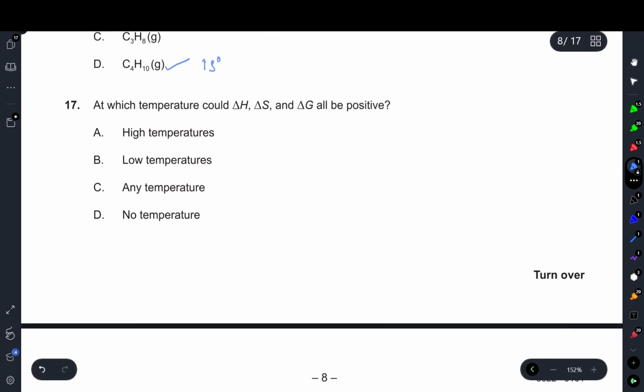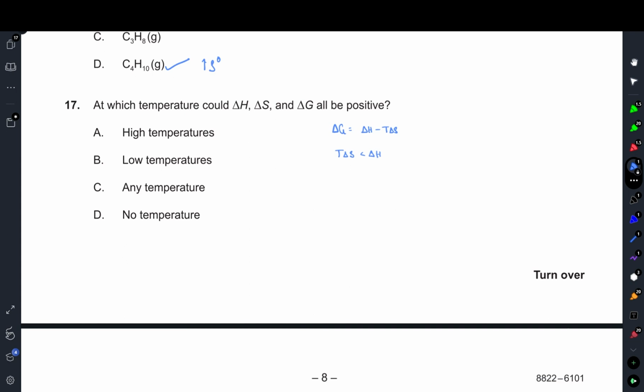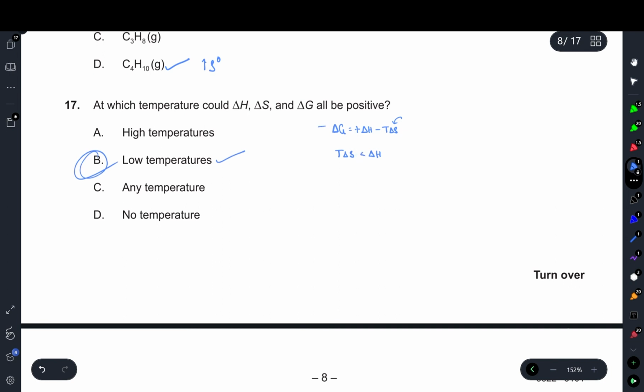Question number 17. At which temperature could delta H, delta S, and delta G all be positive? So let's write out the equation. Delta G is equal to delta H minus T delta S. So when you need delta G to be positive, that means that T delta S must be less than delta H. And for this, we will just assume delta H is positive for whatever reaction we're taking, and delta S is also positive, which means that T must be very low in order to ensure that T delta S is not greater than delta H, which would make this negative.